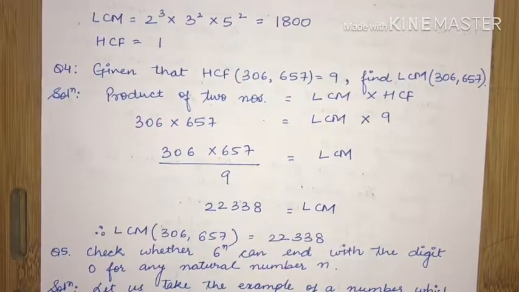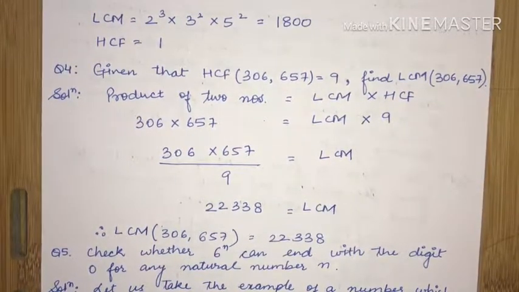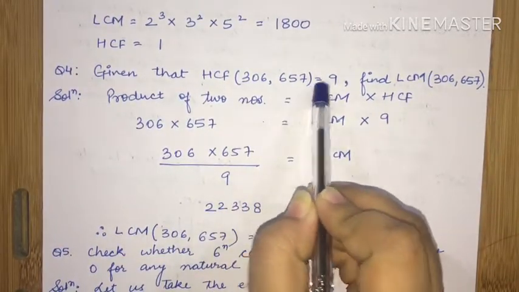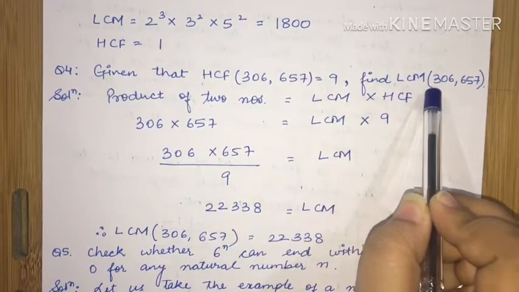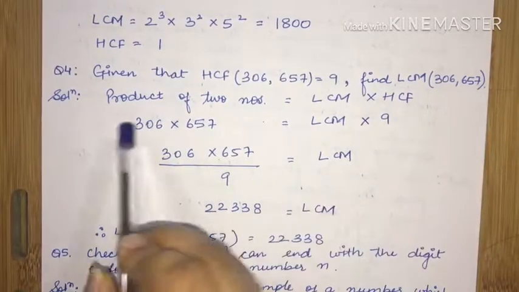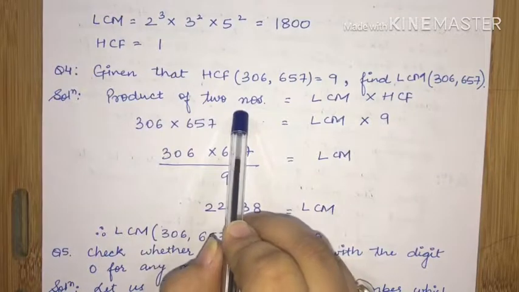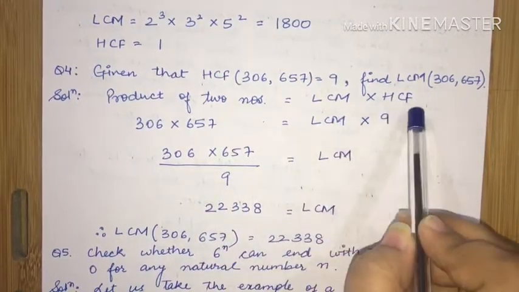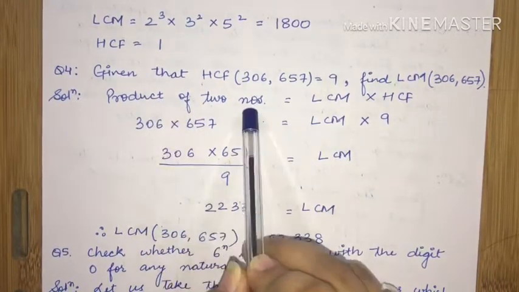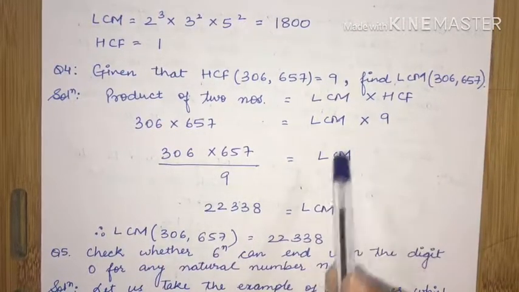Now the next question is question number 4, which says that given that HCF of 306 and 657 is equal to 9, find LCM of 306 and 657. So we can find the solution by using the formula, which is product of two numbers is equal to LCM into HCF. As three things are given to us in this formula, which is two numbers and HCF, we can substitute the values and we can find the LCM.